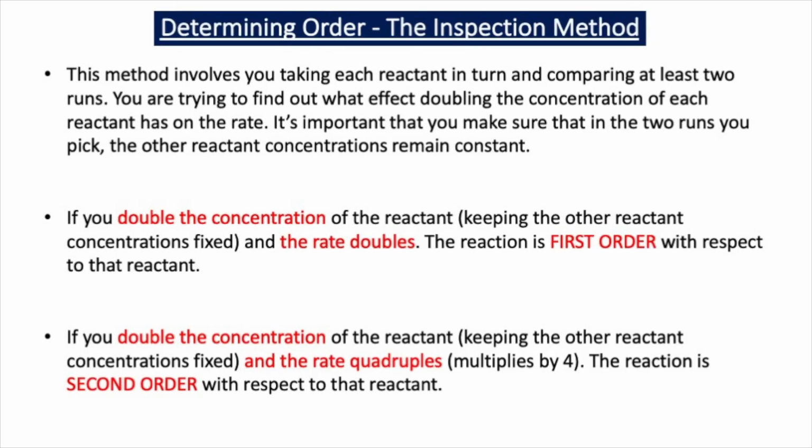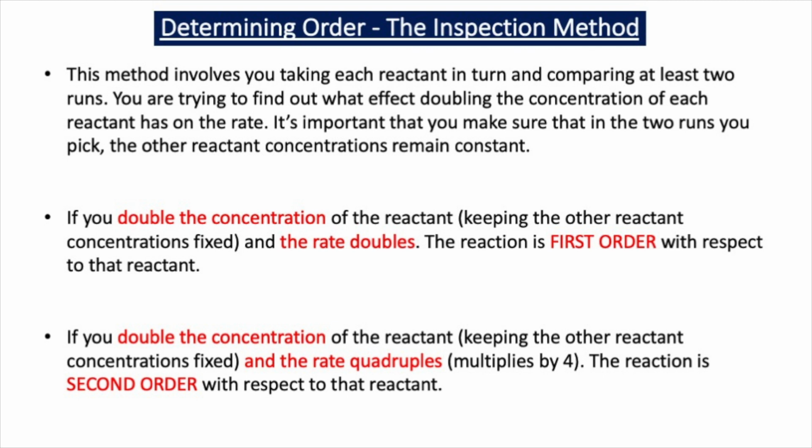So now let's look at how the inspection method works. This method involves you taking each reactant in turn and comparing at least 2 runs or 2 experiments. You're trying to find out what effect doubling the concentration of each reactant has on the rate. It's important that in the 2 runs you pick, the other reactant concentrations remain constant.